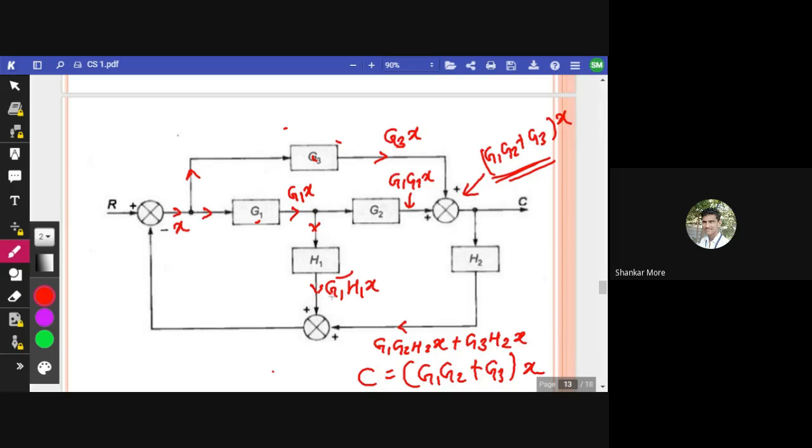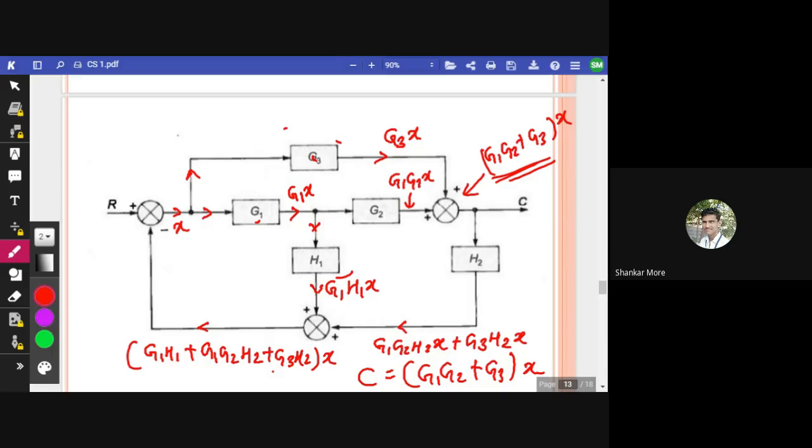ओके, नाउ G1 into H1 into x plus G1 into G2 into H2 into x plus G3 into H2 into x. So यहाँ पे एडिशन क्या होगी देखो, it will be G1 into H1. मैं यहाँ पे x को कॉमन ले लेता हूँ. ओके, एंड it will be G1 into H1 ले लिया, G1 into G2 into, sorry, it is not G3. देखो यहाँ पे मैं कंफ्यूज हो रहा हूँ खुद. G1 into G2 into H2 plus G3 into H2 and x. ठीक है, यहां तक समझ में आया?